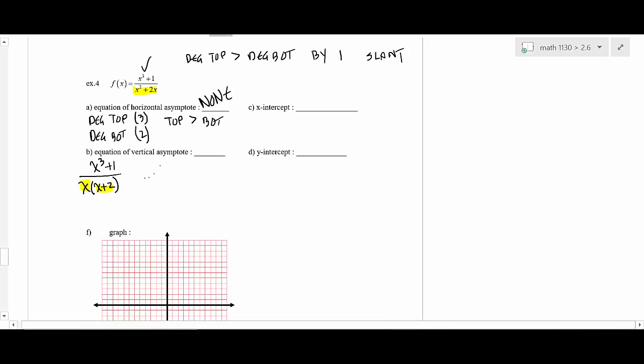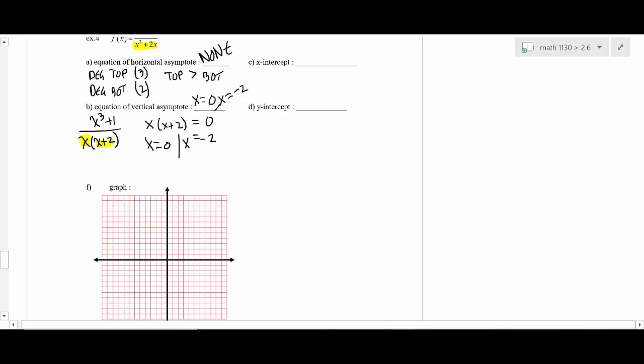Okay, because what you're doing is you're just setting that denominator equal to 0. You're trying to find where the function's undefined. So you'd have x equals 0, and you'd have x equals negative 2. Okay, so you do have 2 vertical asymptotes in that problem. Okay, so we got that. All right. Let's go down to our graph and put those 2 asymptotes on here.